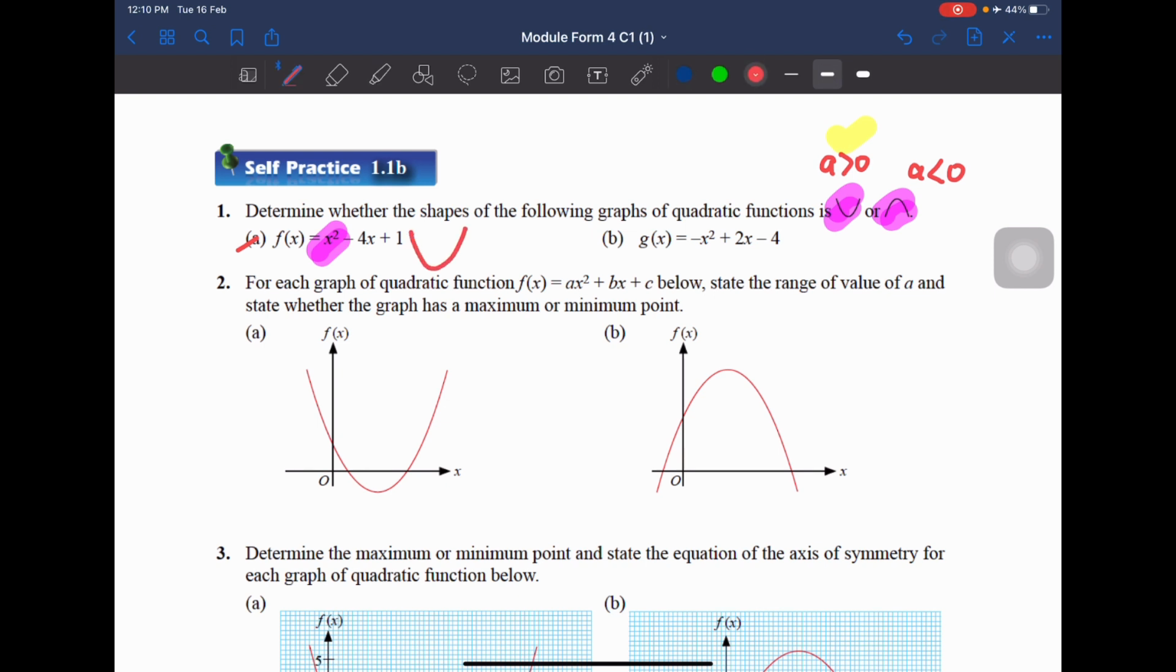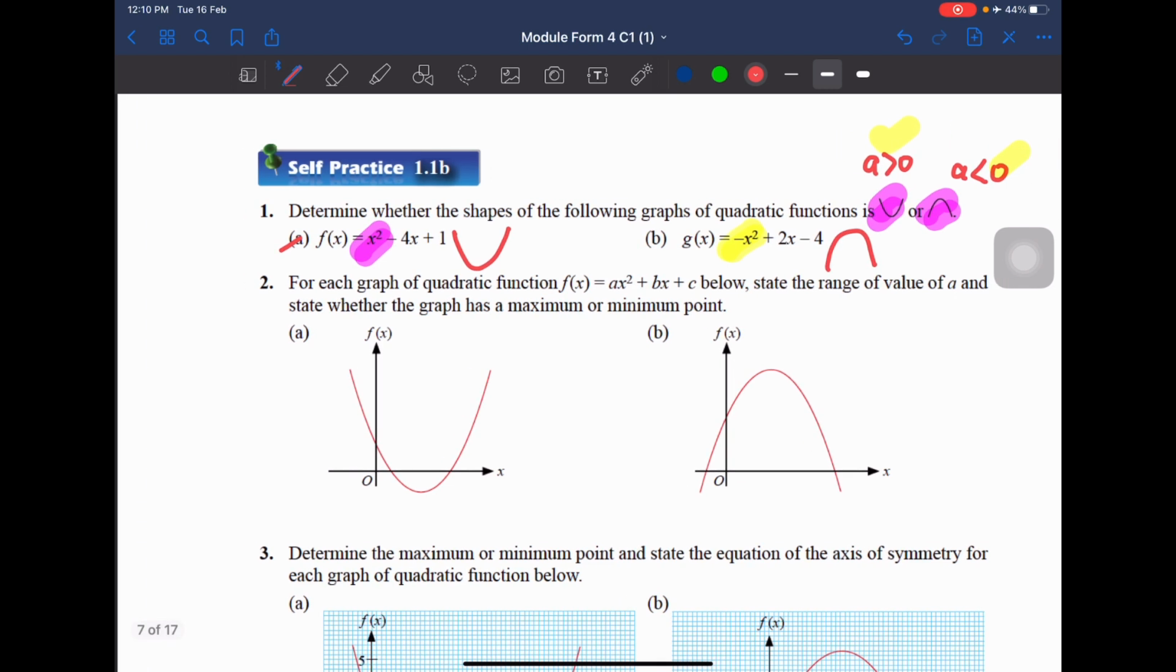Next B. Kita tengok a kita negatif. So kalau negatif mestilah a is less than 0. So graf kita sedih. Okay, next. For each of the quadratic function, state the range of values of a and state whether the graph has a maximum or minimum point.